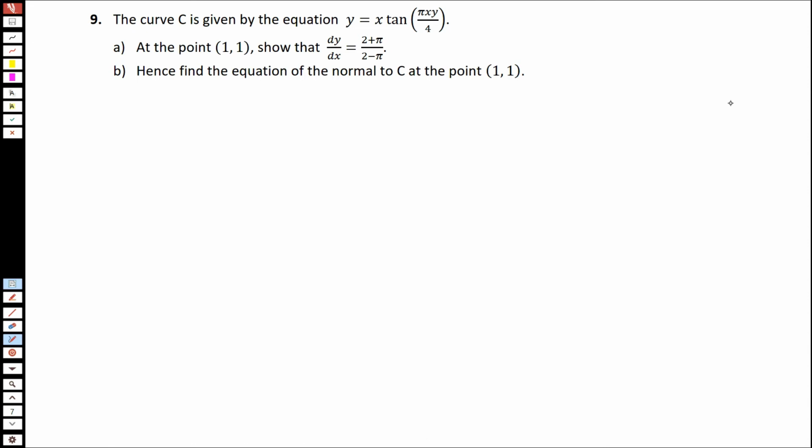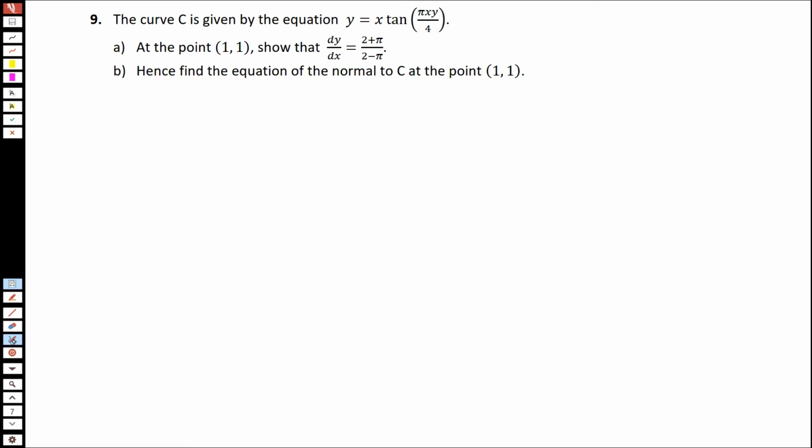In this question, we are required to show that dy over dx is equal to the given expression, and in part B, we are required to find the equation of the normal to this curve at the point (1, 1). So for part A, to find dy over dx, we shall differentiate this equation implicitly.